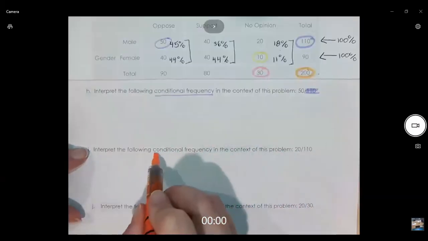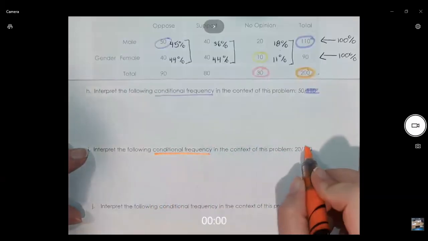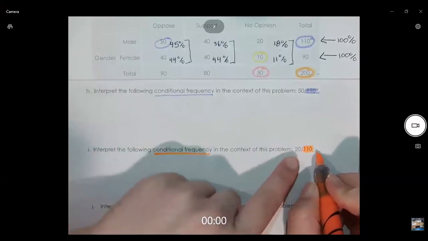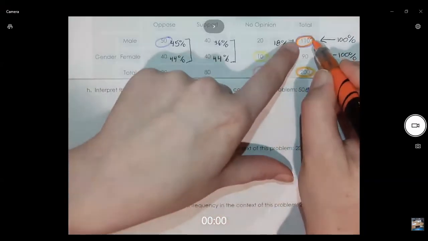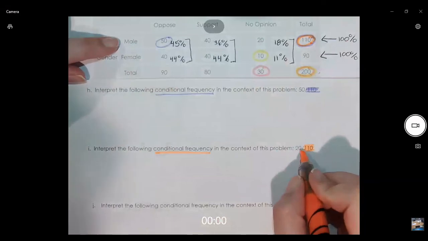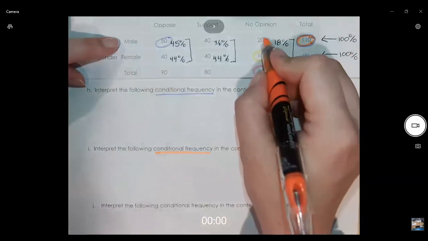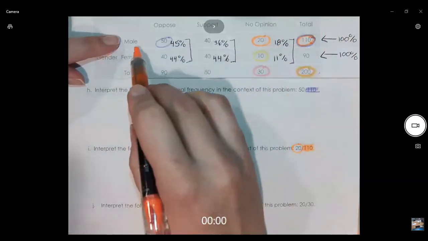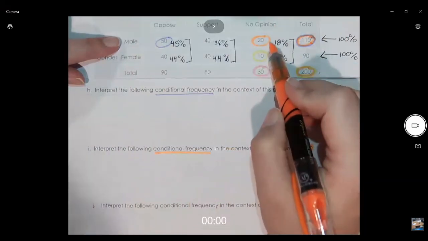In this example, I'm looking again at conditional frequency. This time my total is still out of that 110, so out of all the males, this time I'm looking specifically at the 20. The 20 are the ones that had no opinion. So out of all the males surveyed, 20 of them had no opinion.